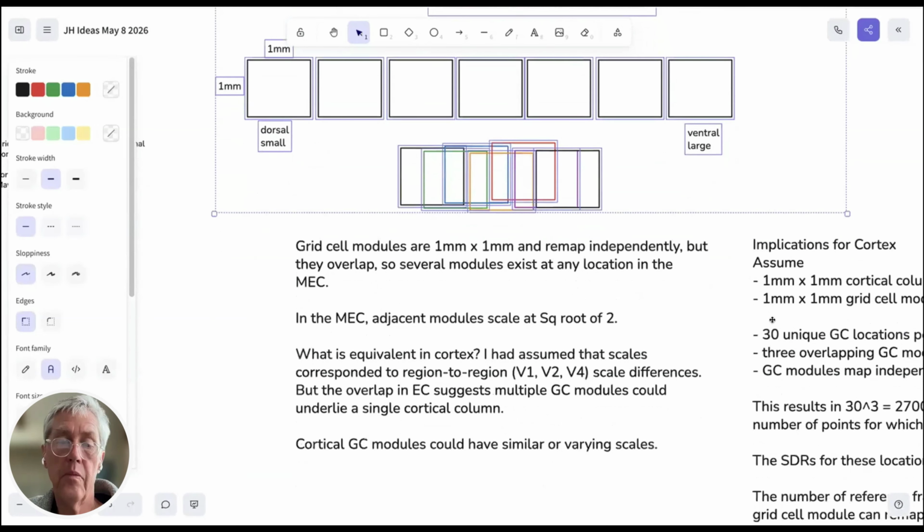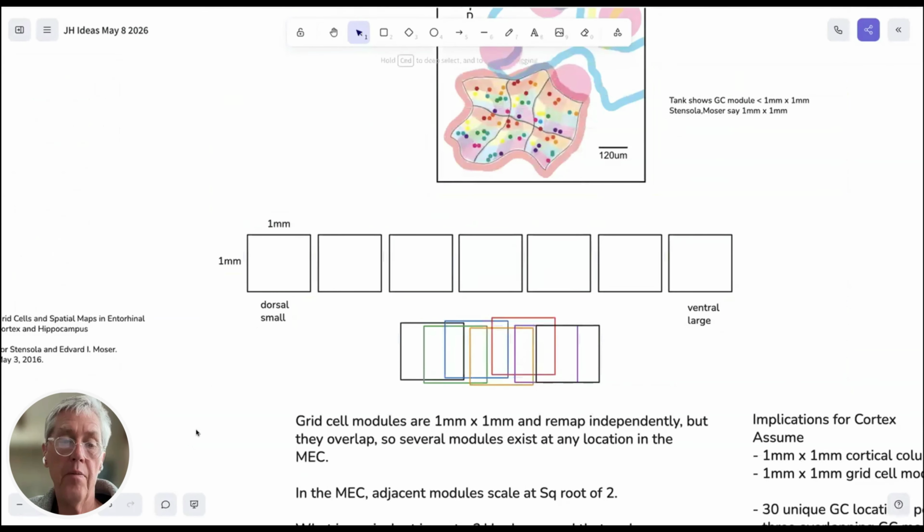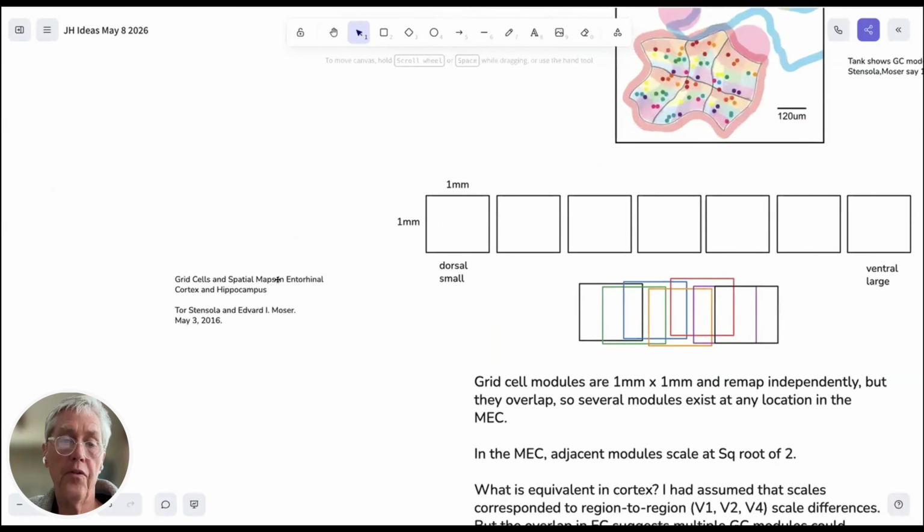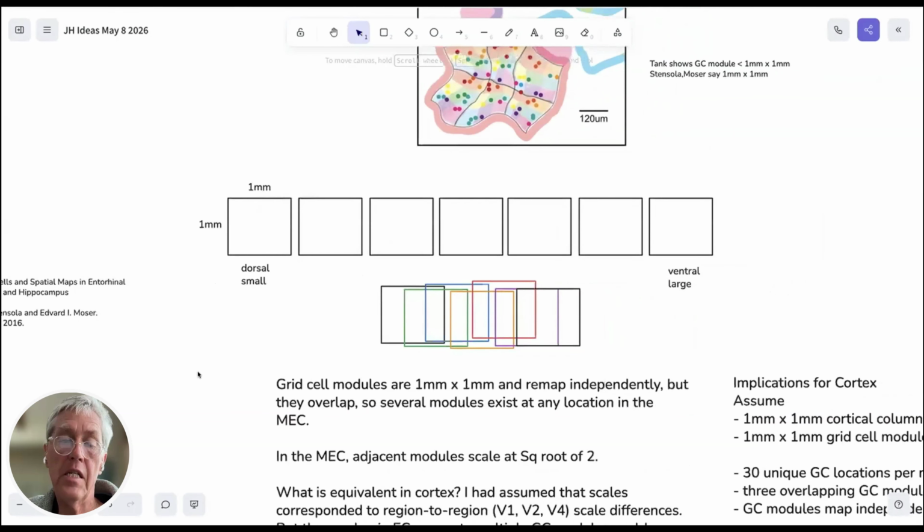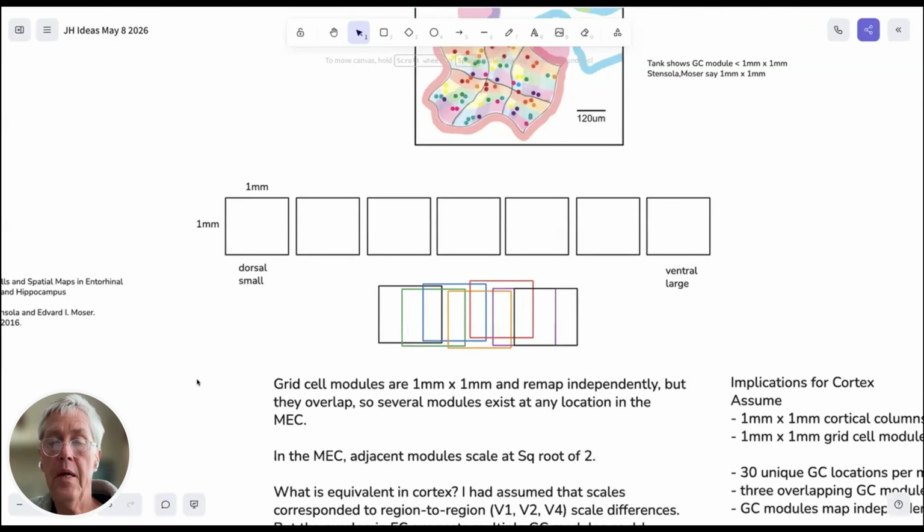So this new paper was from the Moser lab, or Sensola and Moser, and Moser was the guy who first discovered grid cells. This is a 2016 paper, Grid Cells and Spatial Maps of Entorhinal Cortex and Hippocampus. And here in this paper, they say something completely different.